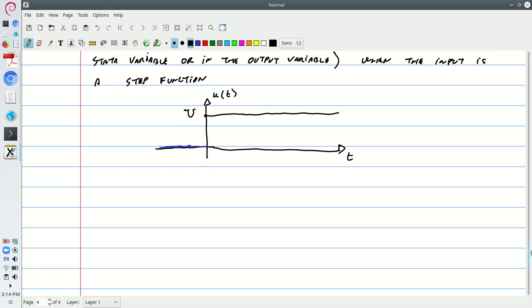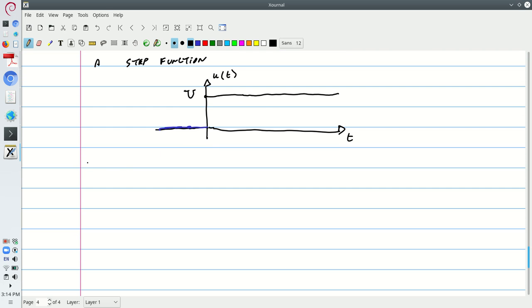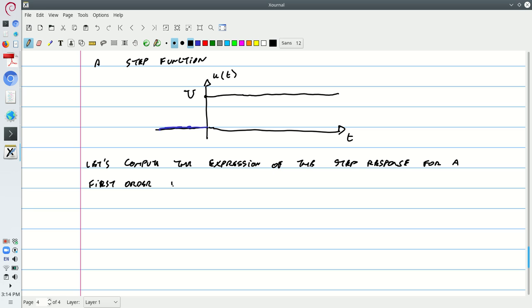So we can compute. Let's compute the expression of the step response for a first order linear system.